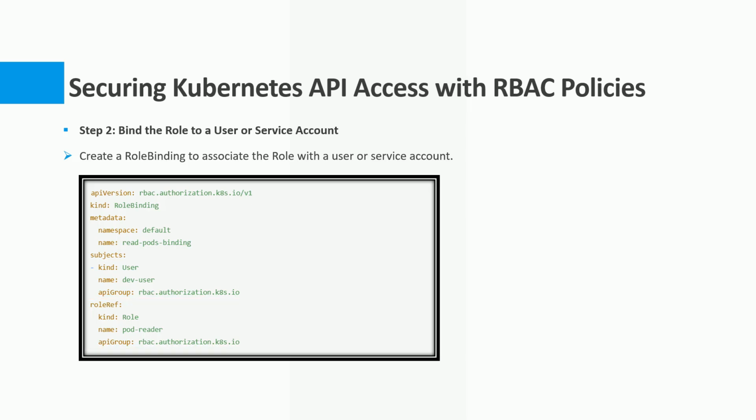So when you execute or apply this role binding, what will happen? The user or service account will have access to the Kubernetes cluster via the API.